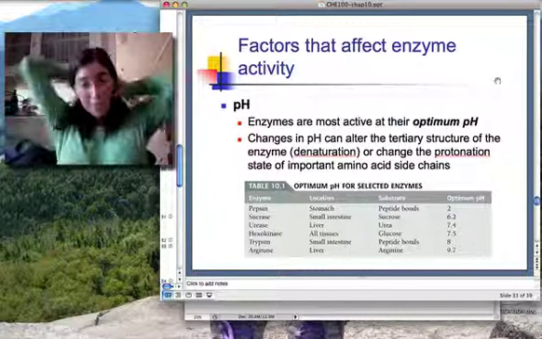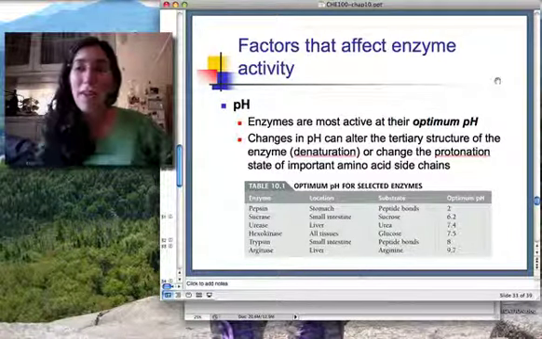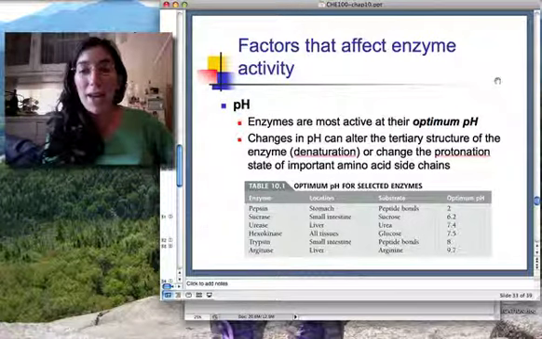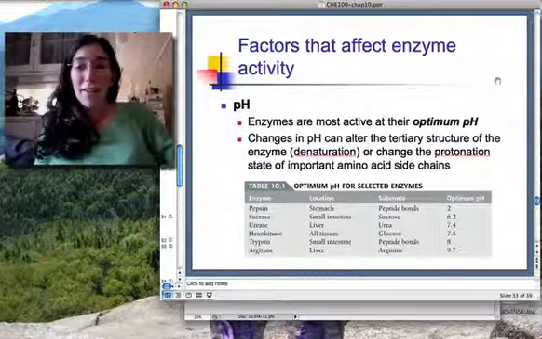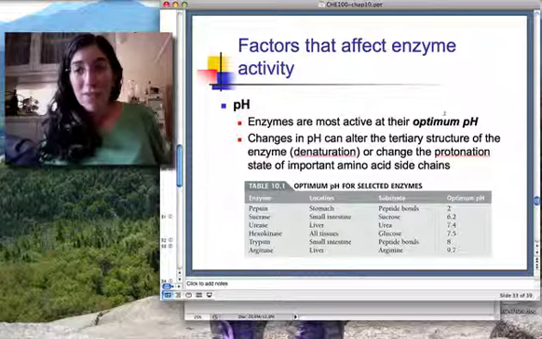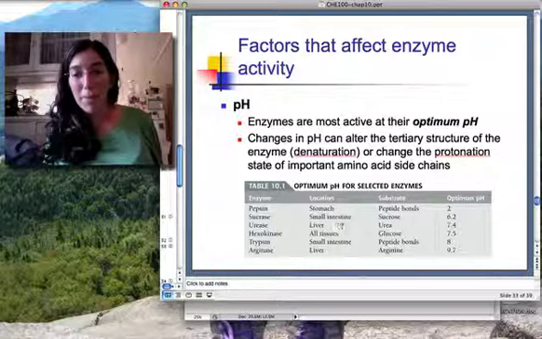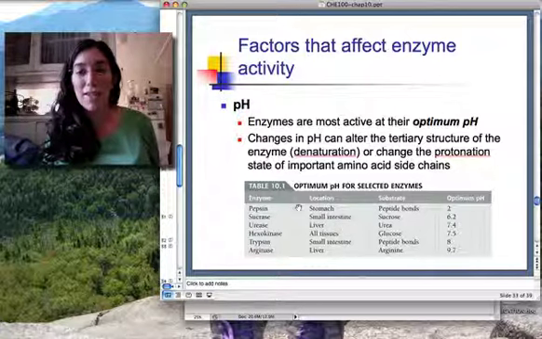Another thing that affects enzyme activity is pH, the pH of enzymes' environment. Okay, so the thing about enzymes is they are most active at a certain optimum pH. So here's a list from your book of optimum pHs for selected enzymes.